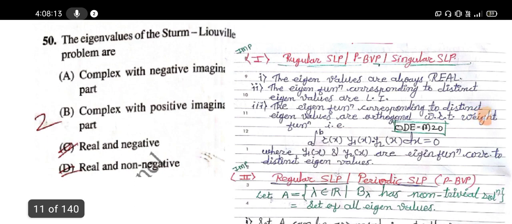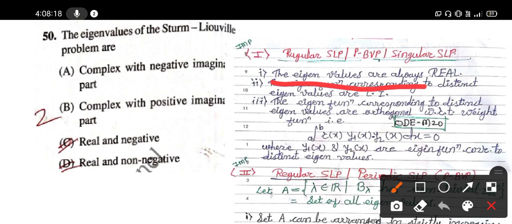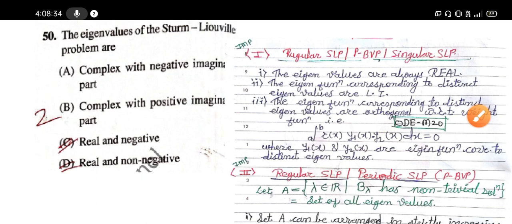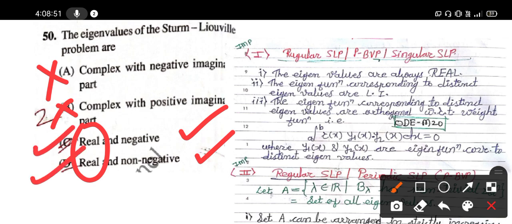The eigenvalues of a Sturm-Liouville problem. Here is one result. The eigenvalues are always real for a regular SLP boundary value problem, that is a singular SLP. That is also called a Sturm-Liouville problem. All eigenvalues are real. In option A, complex is given, discarded. B also complex, discarded. Here real is given, and here negative, here non-negative. From the official answer key, both are correct. Options C and D are correct. Next question.